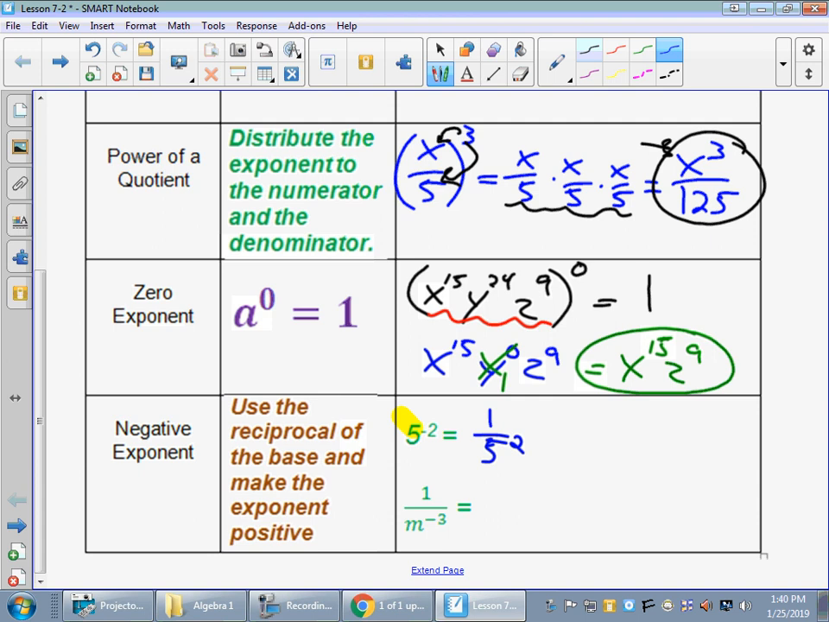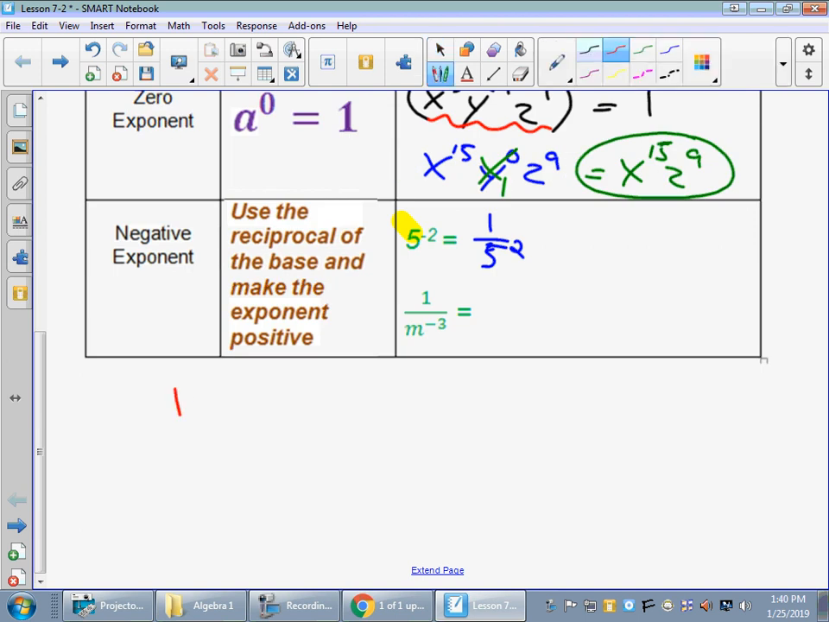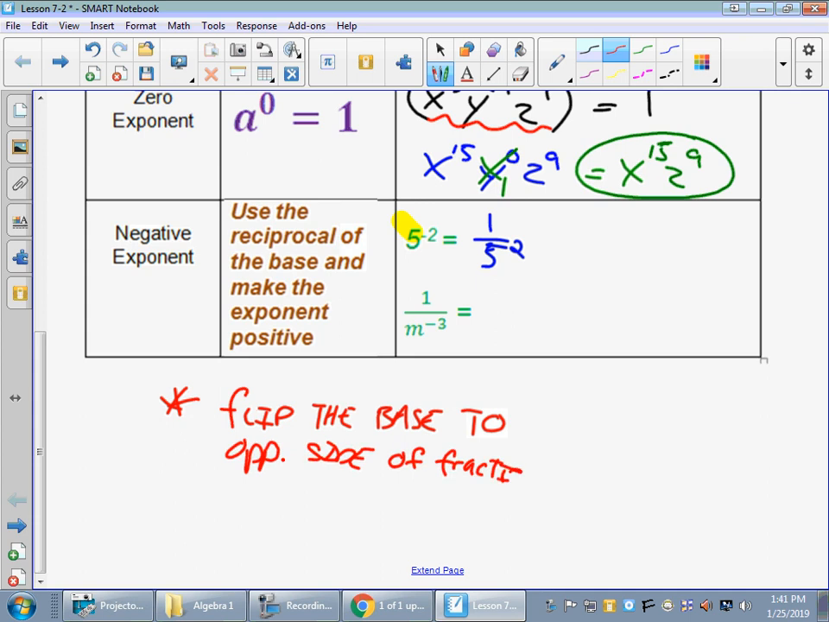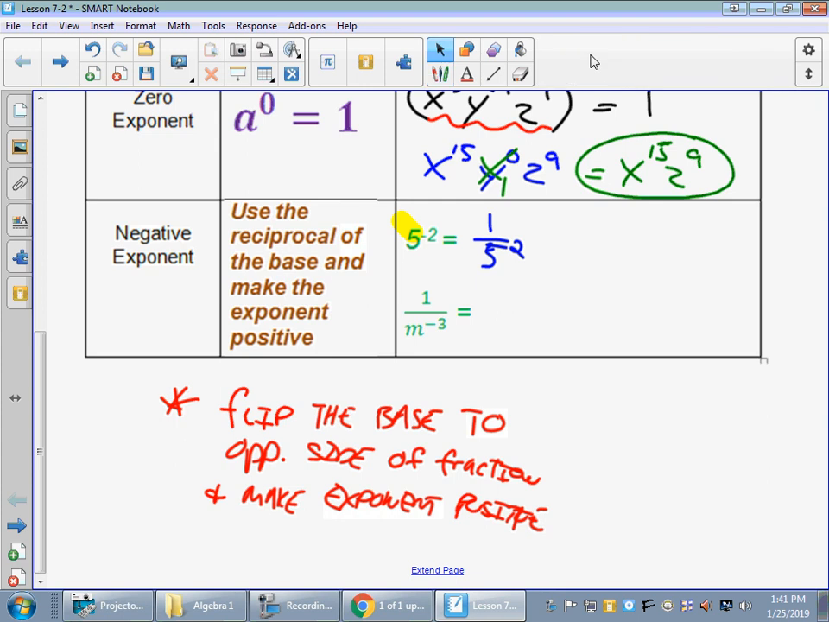Okay. The other thing you hear people say is they might use the phrase, we'll just write that down here, flip the base, because we're talking reciprocal. So flip the base to the opposite side of the fraction, and make exponent positive. So that's another way to say it. Flip the base to the other side of the fraction and make the exponent positive. So in this case, it was like a 5 over 1. So the base number would be the 5. So we flipped it to the other side of the fraction and made the exponent positive.